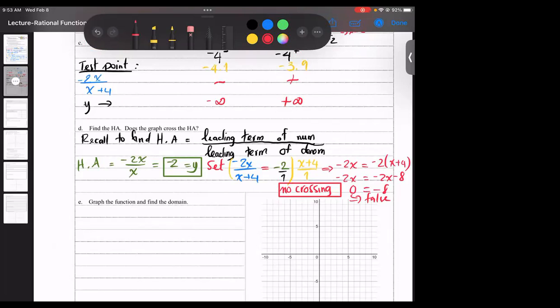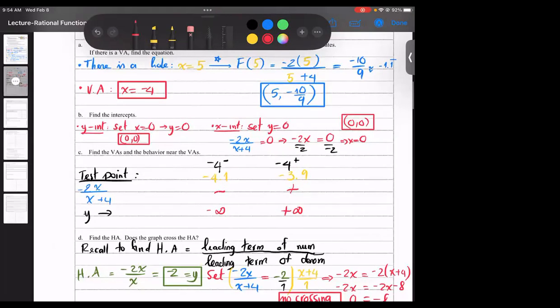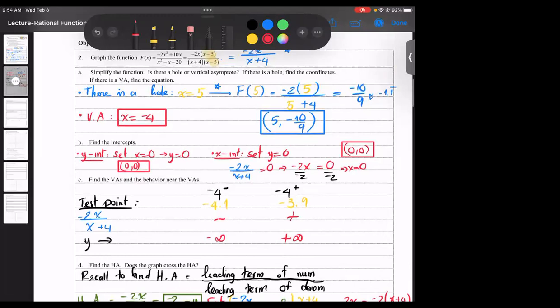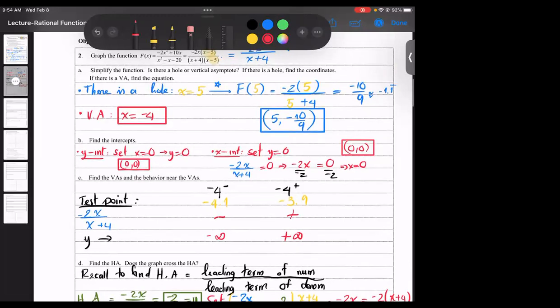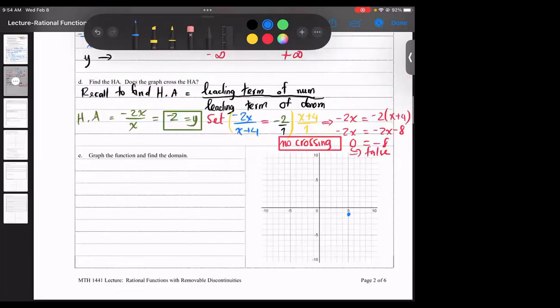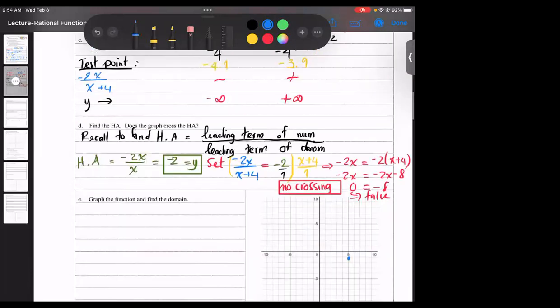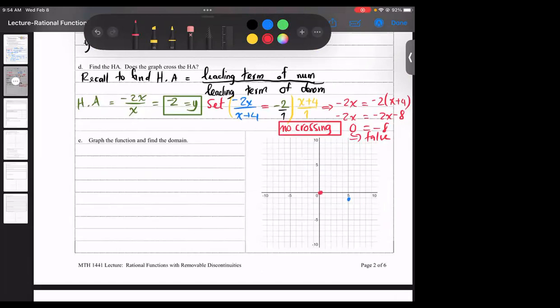All right, all that work now is the graphs. This is the same thing we did last time. The only thing extra is the removable discontinuity. I suggest you plot the point first, and then the vertical asymptote and horizontal asymptote. Do the easy parts first. 5 and negative 10/9, 5 and negative 1.11 something. So right here, that's my removable discontinuity. What else? 0, 0, that's my x and y intercept.